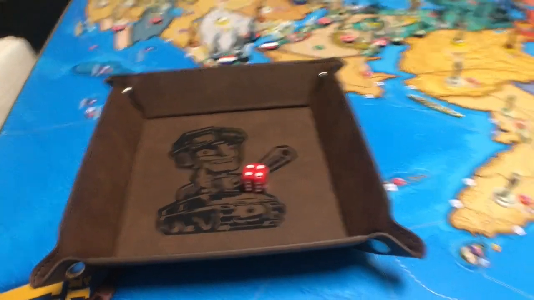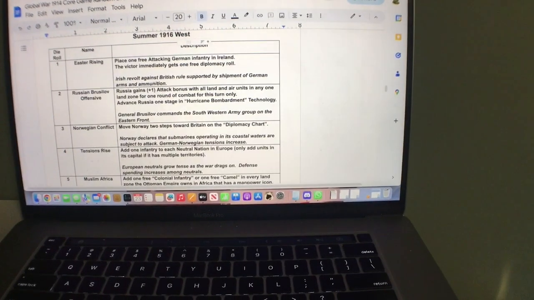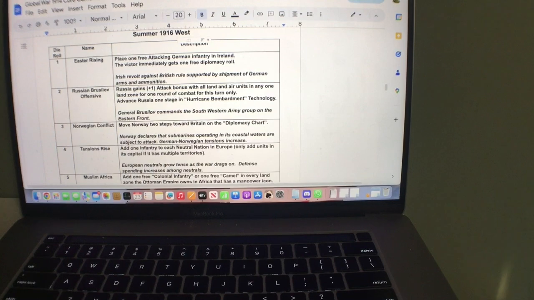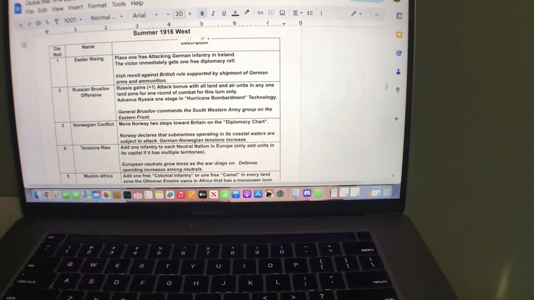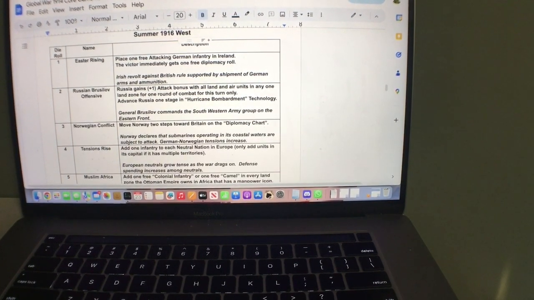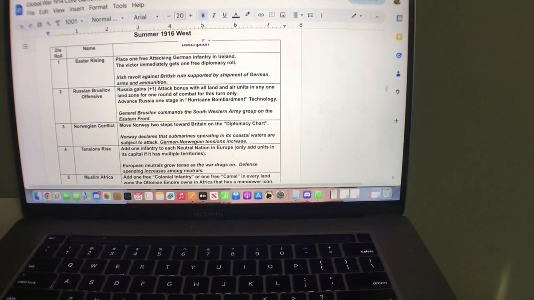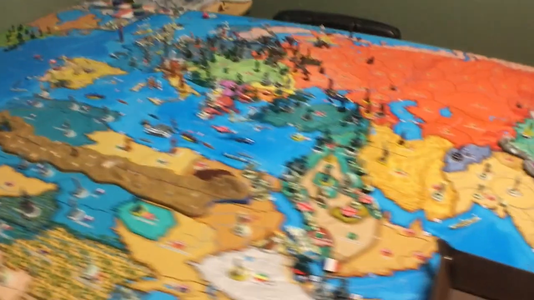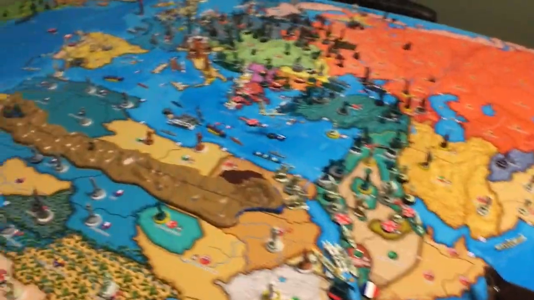4. See what that is? Tensions rise. Adds one infantry to each neutral nation in Europe. Only add units in its capital if it has multiple territories. Okay. So, let's go around and do that.